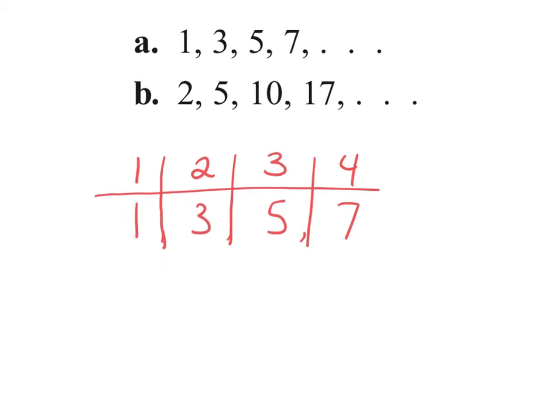Now, how did I get from the first term to the second term? I added 2, okay? How did I get from the second term to the third term? I added 2. How did I get from the third term to the fourth term? I added 2. Okay, so what do you guys notice? What's the rule? What's going every single time? Plus 2. Okay, this is called an arithmetic sequence. We'll talk about this a little more. If I were to graph this, this would be linear, meaning what? It's a line, okay? What is the equation of a line?